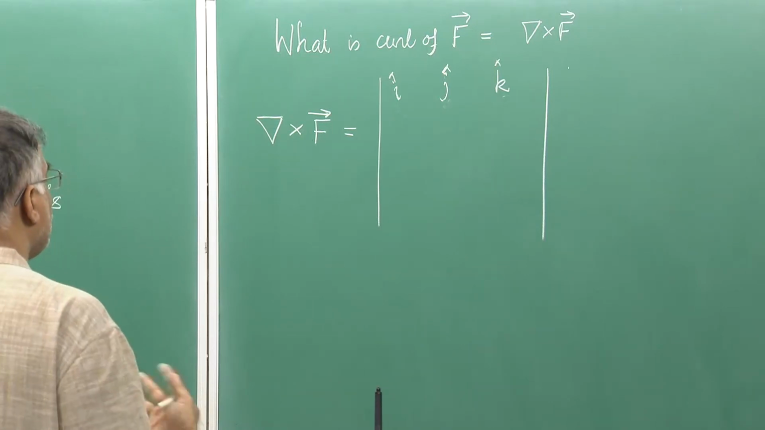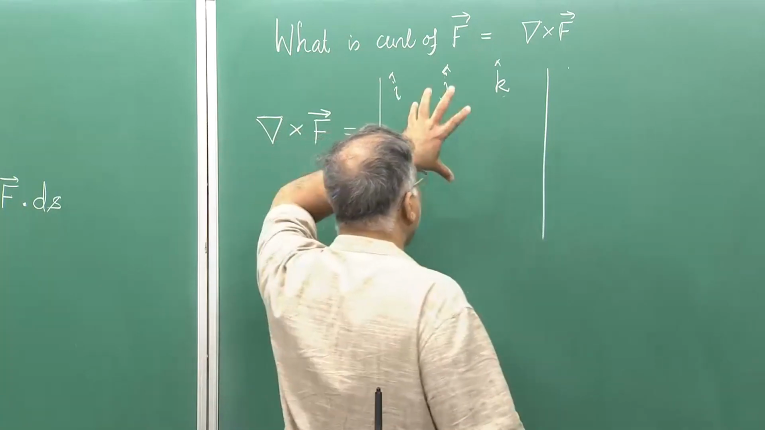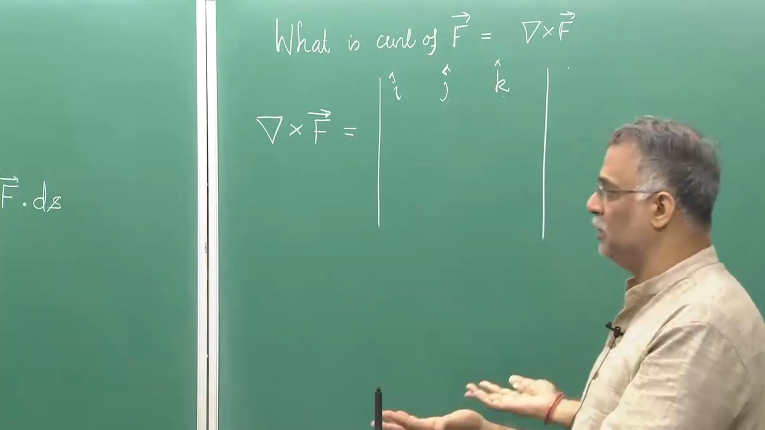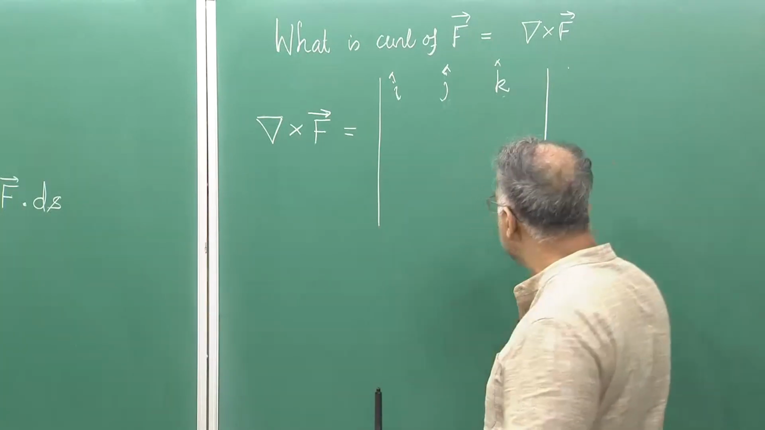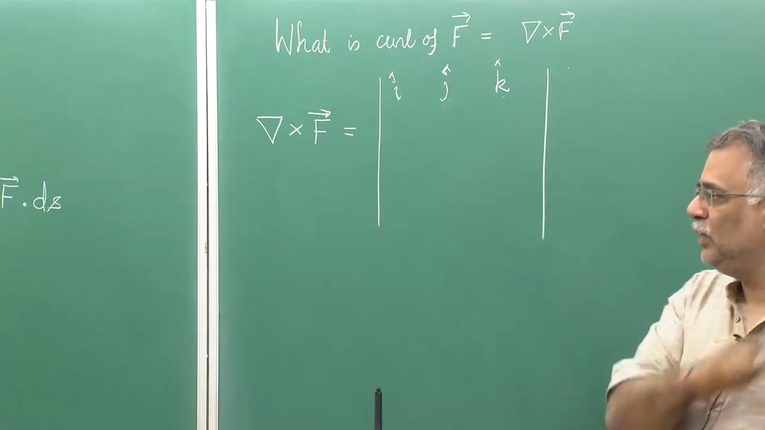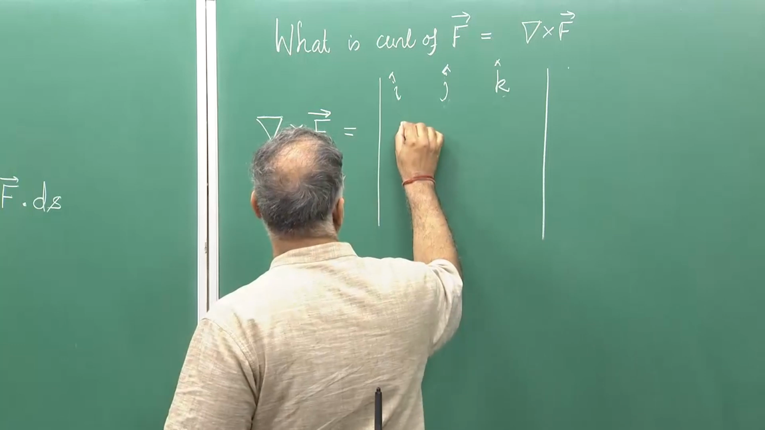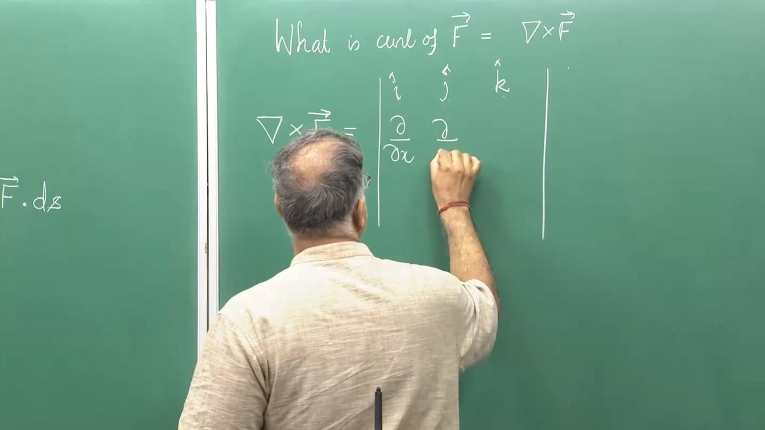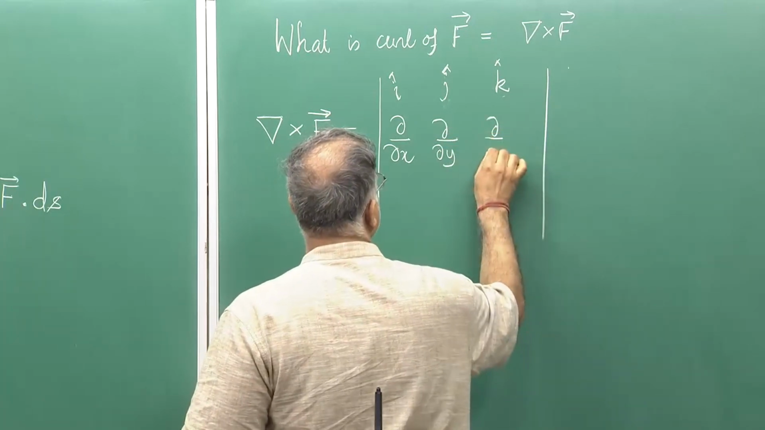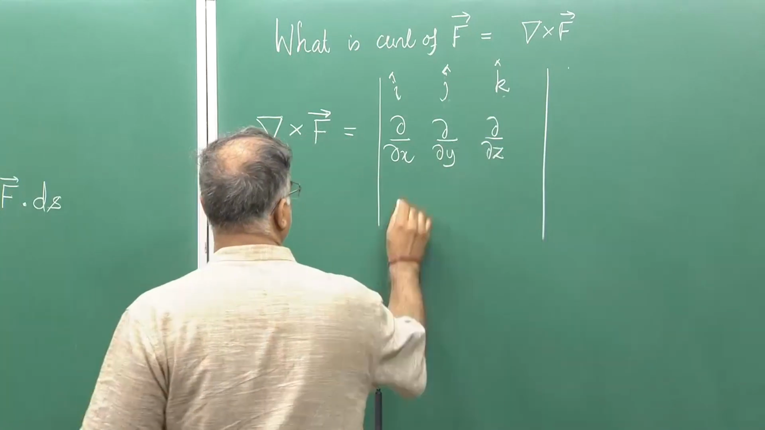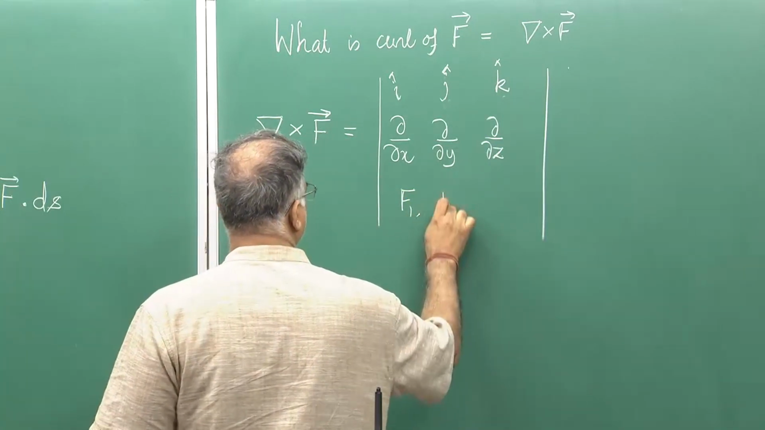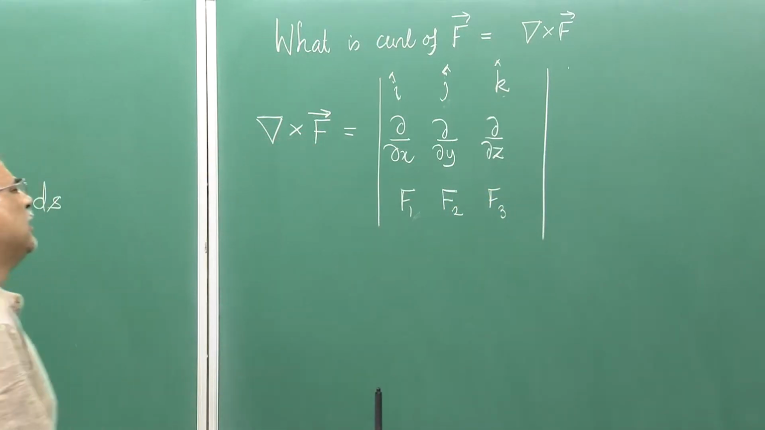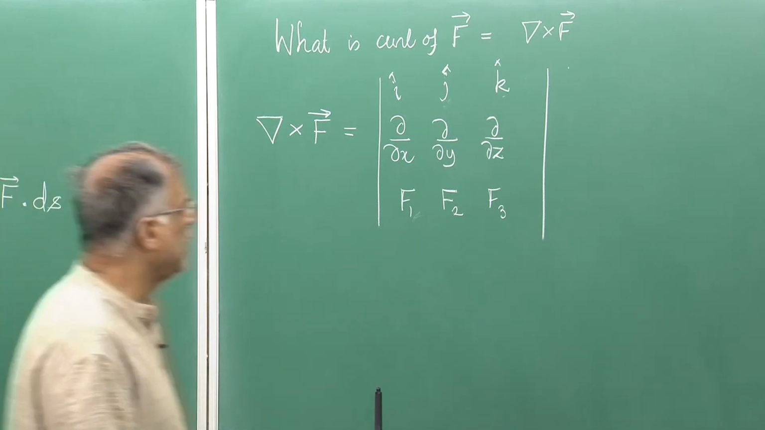You would be wondering why it is so, but we define it. It is really not a determinant, but we actually work on it as if it is a determinant, as if i, j, k were also numbers. So the way you expand it is exactly the way you expand a normal determinant. The first row is i, j, k, the second row is del x, del y, del z, and the third row is f1, f2 and f3. So, this is the meaning of the curl.